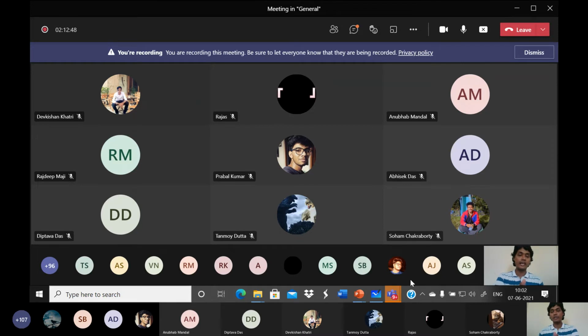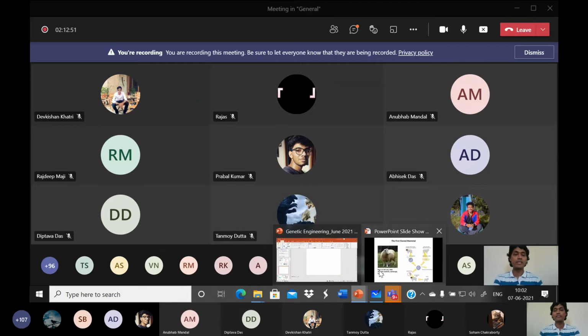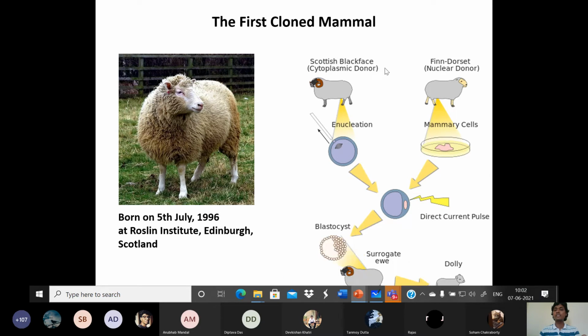But as you have seen in this case itself, this is Scottish Blackface. From there, they have taken the empty egg, and Finn Dorset, they are looking different, right? From their nucleus is taken, and then they put it in another type of sheep. So yes, it is possible, but you have to be careful about that selection. Definitely, if it is within the same species, the same group, it will be much easier. But this experiment itself is not easy. Your question is good, not a silly question.